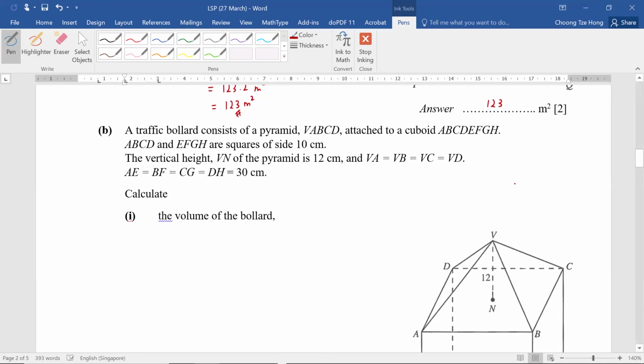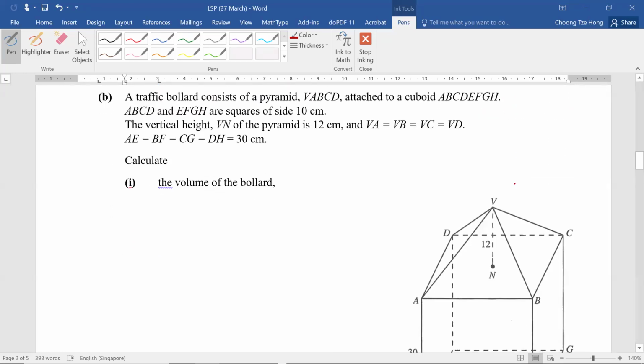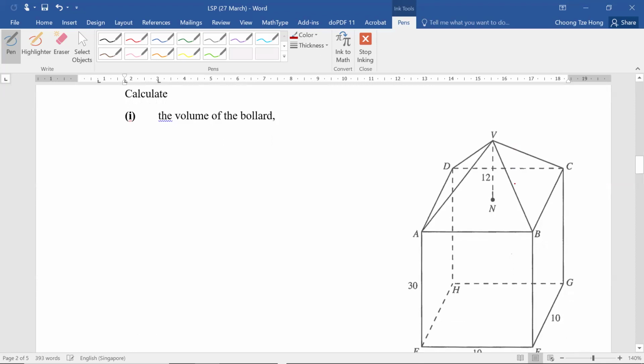So let's look at part B of the question. Part B is a mensuration question. As mentioned, this is a paper 2 question, that's why it's very long. The whole question is 12 marks in total. Let's read the question. A traffic bollard consists of a pyramid VABCD attached to a cuboid. So you have a pyramid attached to a cuboid.